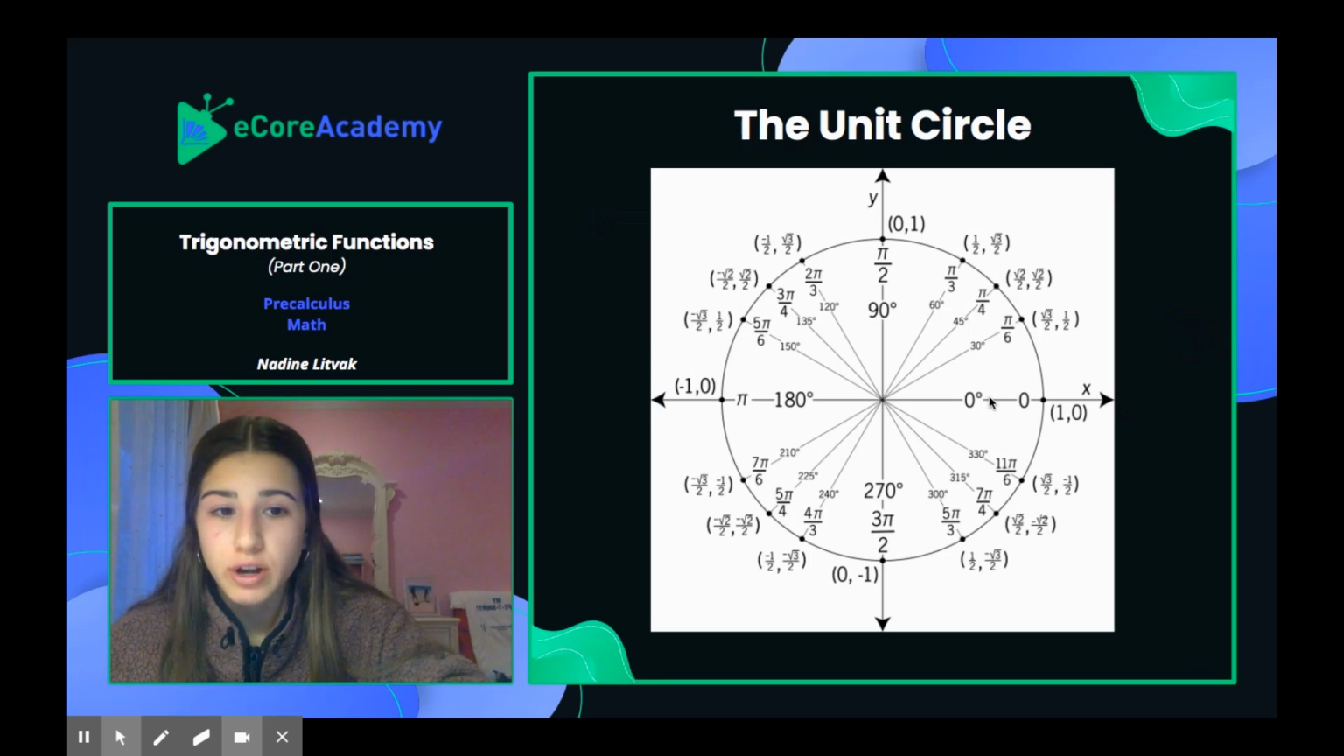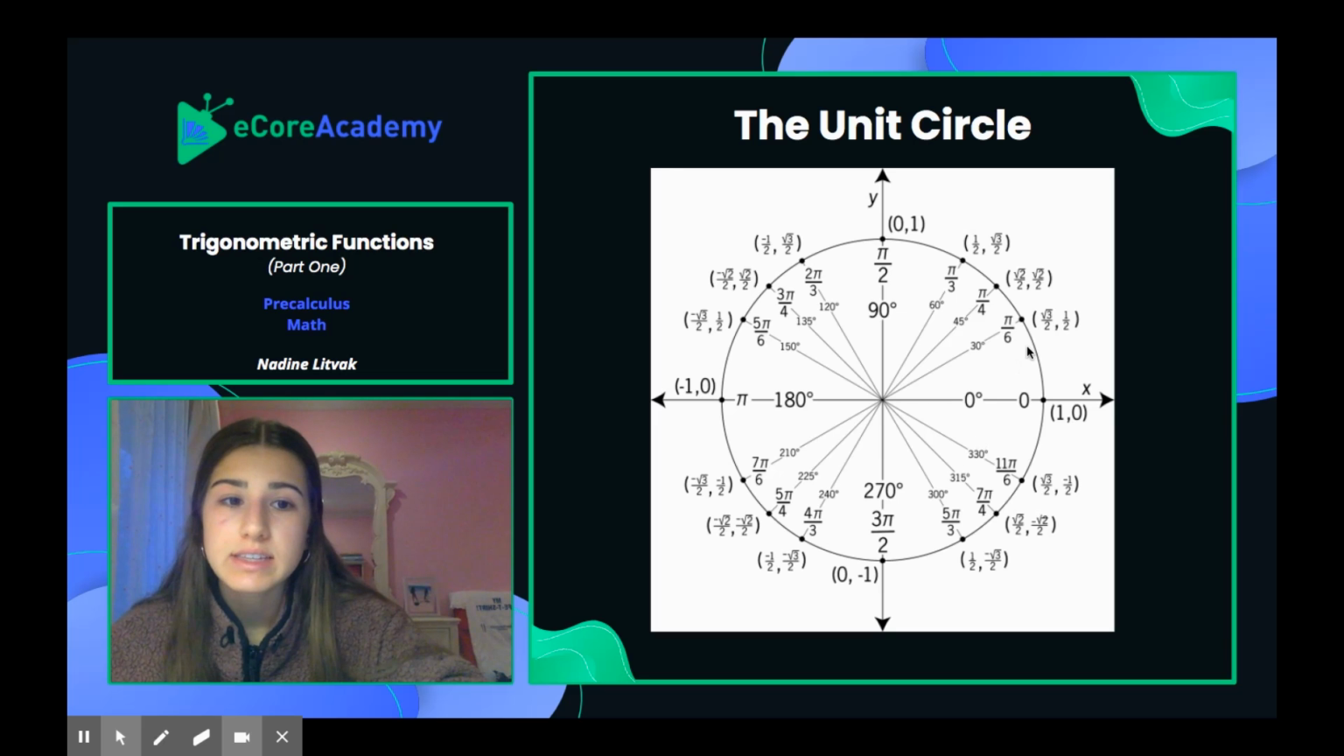So, starting from 0, in the first quadrant, the degrees go up by 30, then by 15, then by 15, and then again by 30. The second quadrant goes up by 30, then by 15, and then by 15 again, and then by 30. And this repeats for the third quadrant and the fourth quadrant.